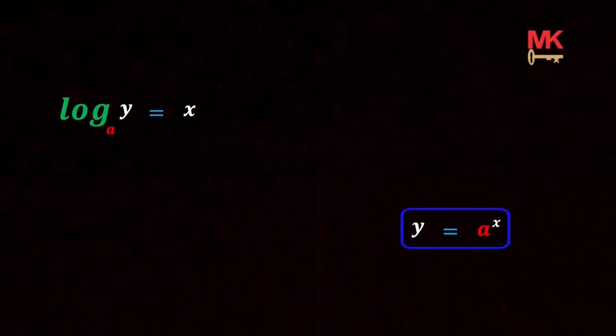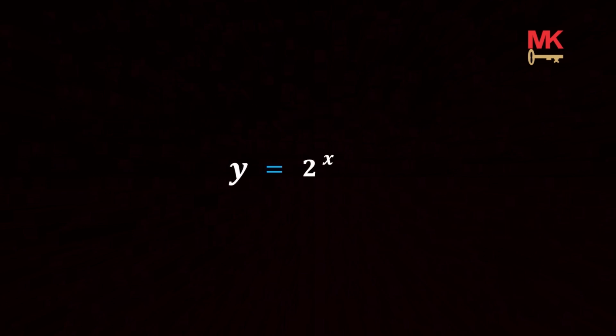In the same way, if we wish to translate any exponential equation to its logarithmic form, all we need to do is to reverse the process. For instance, the exponential equation y equals 2 raised to power x has its logarithmic form as log y to base 2 equals x. So basically, this is how we translate between both forms of equations.